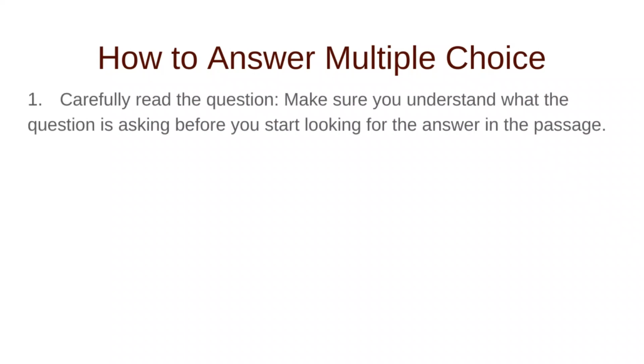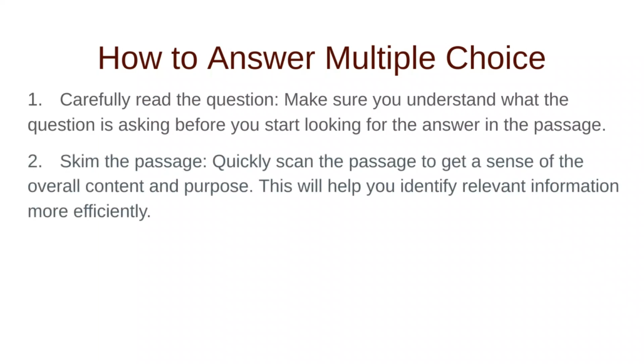So, how to answer a multiple choice question? Number 1. Carefully read the question. Make sure you understand what the question is asking before you start looking for the answer in the passage. Number 2. Skim the passage. Quickly scan the passage to get a sense of the overall content and purpose. This will help you identify relevant information more efficiently.